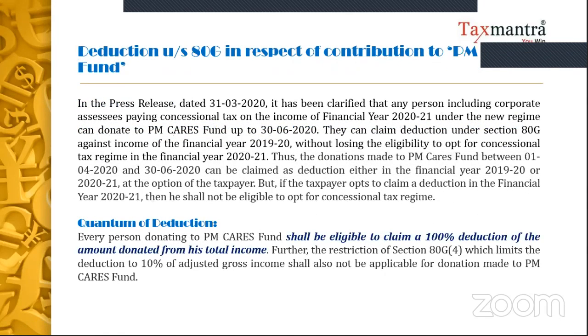Now, moving into the next section, 80G, deduction under section 80G in respect of contribution to PM Cares Fund. There was a press release on the 31st of March. Any corporate taxpayer or individual can claim this deduction if they make the payment towards the PM Cares Fund between 31st March to 30th of June, and 100% deduction will be applicable as a donation.